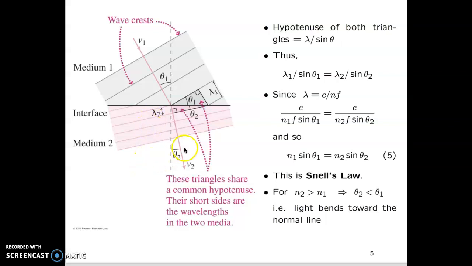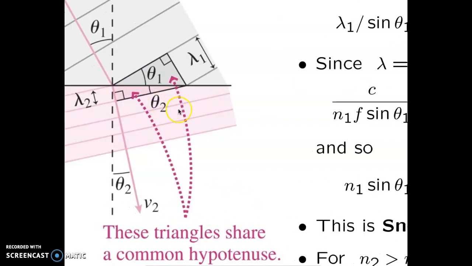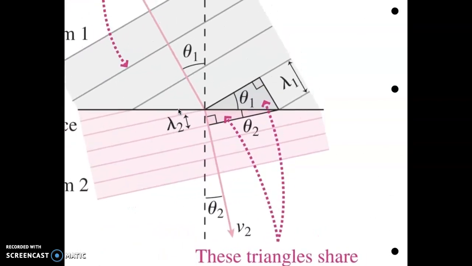Okay. So let's see what happens. Well, let's blow up this figure a little bit, because I want to refer to some triangles here. So again, this pink line is the line that the wave is traveling along in medium 1, and this pink line is perpendicular to the lines representing the crests of the wave. And it's the direction the wave is traveling in medium 2. Okay, and we've argued that these propagation directions are perpendicular to the lines representing the crests.